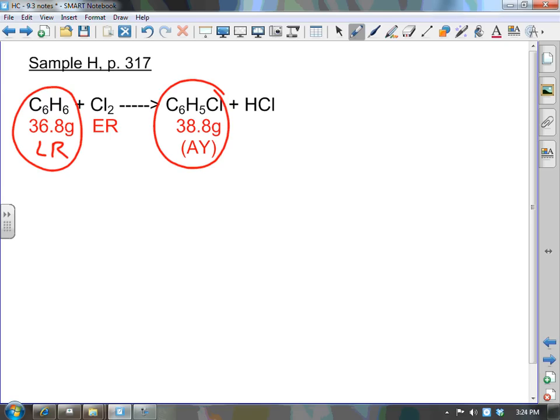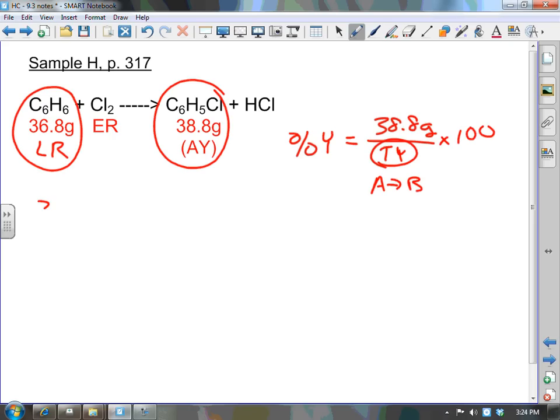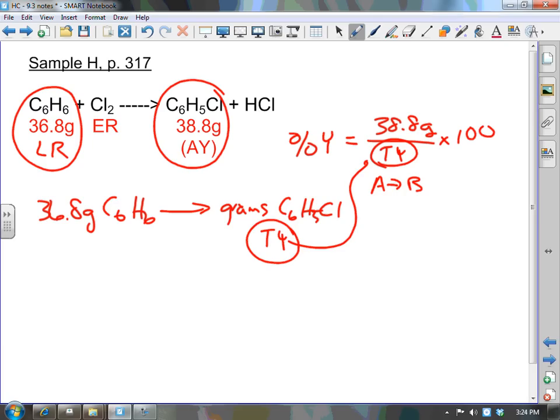What we need to figure out, okay, is the theoretical yield, because percent yield is equal to actual over theoretical times 100. And what's theoretical? That's doing our A to B problems. So we're going to go from 36.8 grams of C6H6 to grams of C6H5Cl. And that answer is going to be our theoretical yield that we plug up in there. And you can see on 317 how they've worked through that problem.